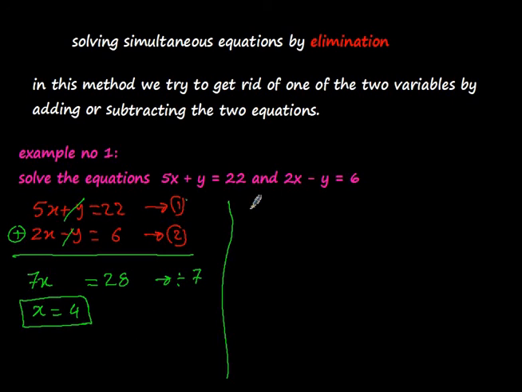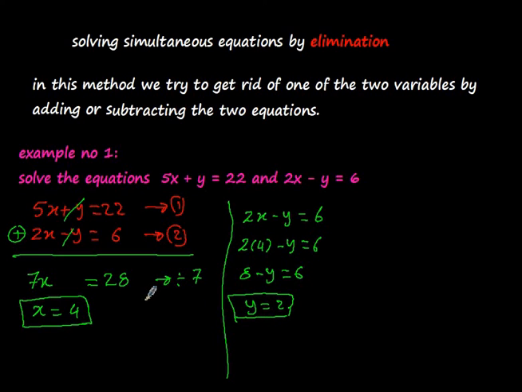And now let's go and substitute for x in one of these two equations. So let's pick equation number 2. It will be 2x minus y equals 6. I know that x equals 4. 2 multiplied by 4 minus y will be 6, and from that y equals 2.